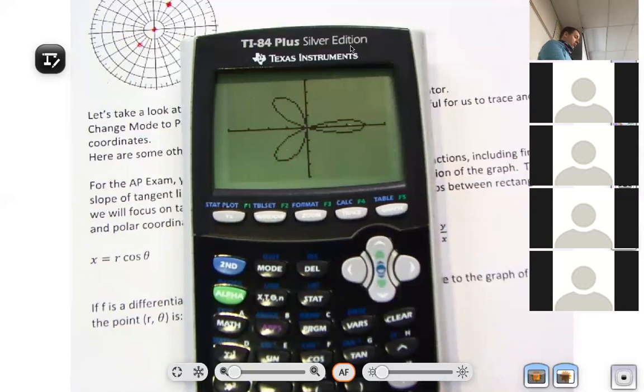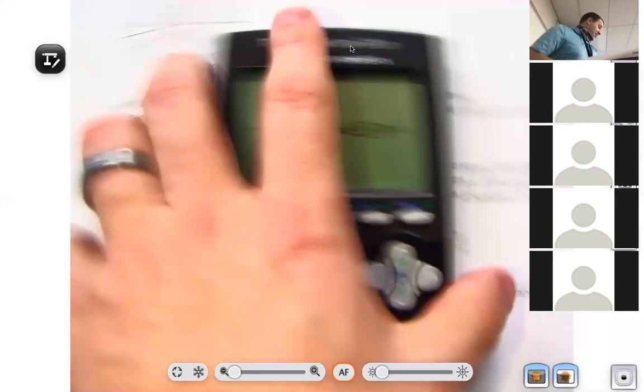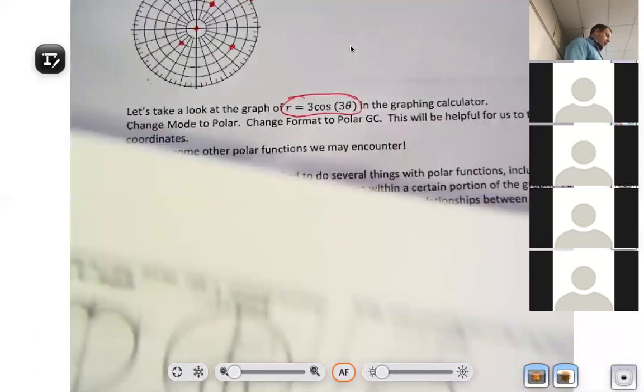I knew nothing about polars when I started teaching this class. I never learned it in any class I ever took, high school and college. So to me, when I first learned this, it was new.